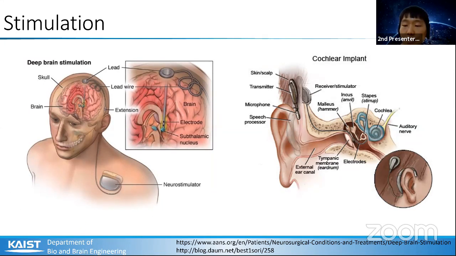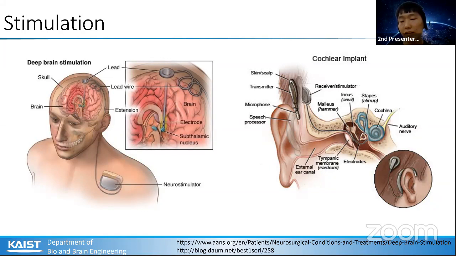Scientists are not only reading information like this, but also trying to enter information by stimulation, that is, writing. Deep brain stimulation, which looks similar to what the first speaker showed us, could be one example. If you put an electrode deep in the brain and give stimulation, symptoms such as severe tremor, the hand shaking, are alleviated.